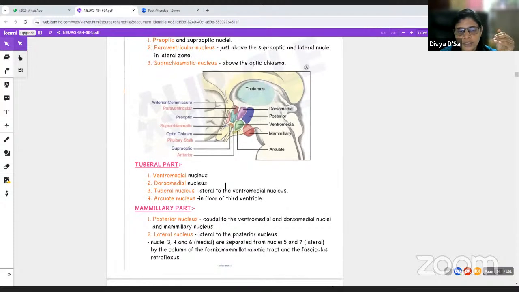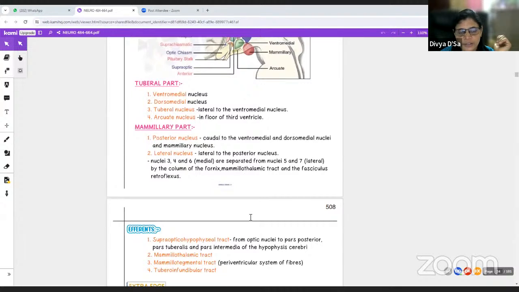These nuclei, the tuberal and arcuate, that is the medial nuclei, are separated from the lateral ones by the column of fornix, the mammillothalamic tract, and the fasciculus retroflexus.